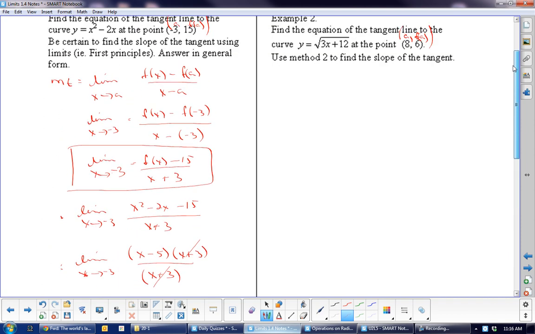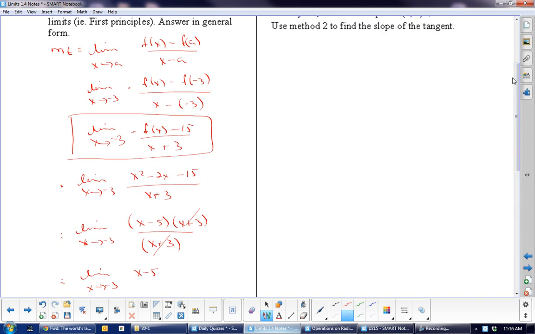Okay. Let's do it one more time using the other way. So m_t equals f of a plus h, for the right limit. The limit as h approaches 0 of f of a plus h minus f of a all over h.